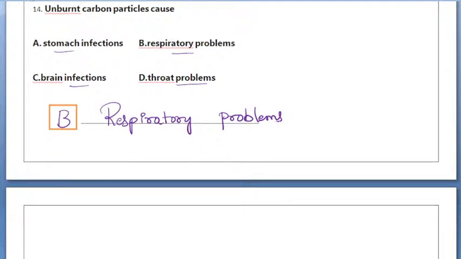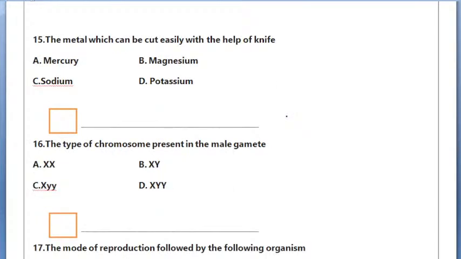Okay, very good. Fine. The next question, most of you are trying to answer. Very good. The 15th question: the metal which can be cut easily with the help of a knife. Options are mercury, magnesium, sodium and potassium. The metal which can be cut easily with a knife is option C, sodium. Sodium can be easily cut with the help of a knife.